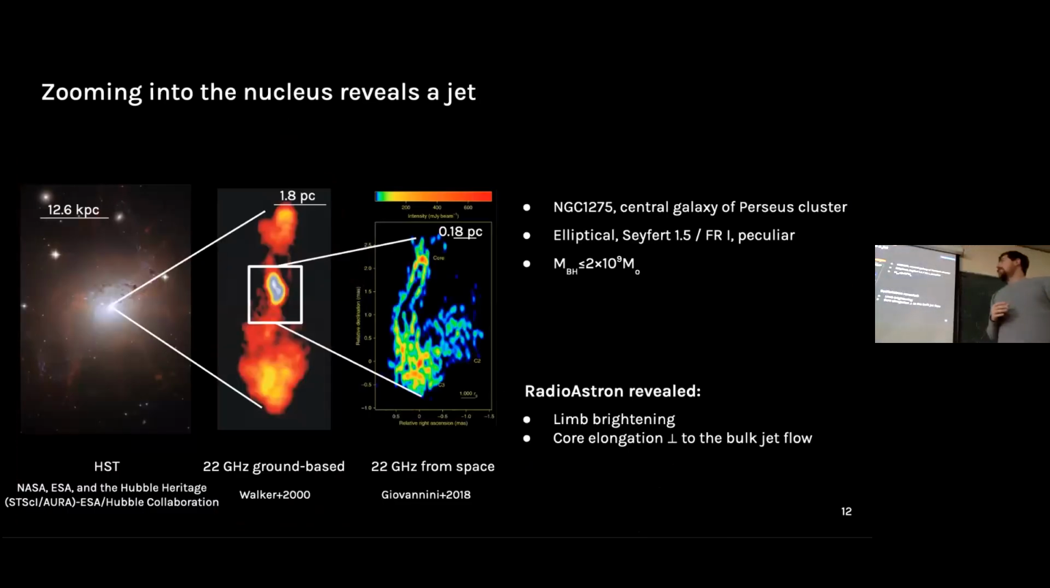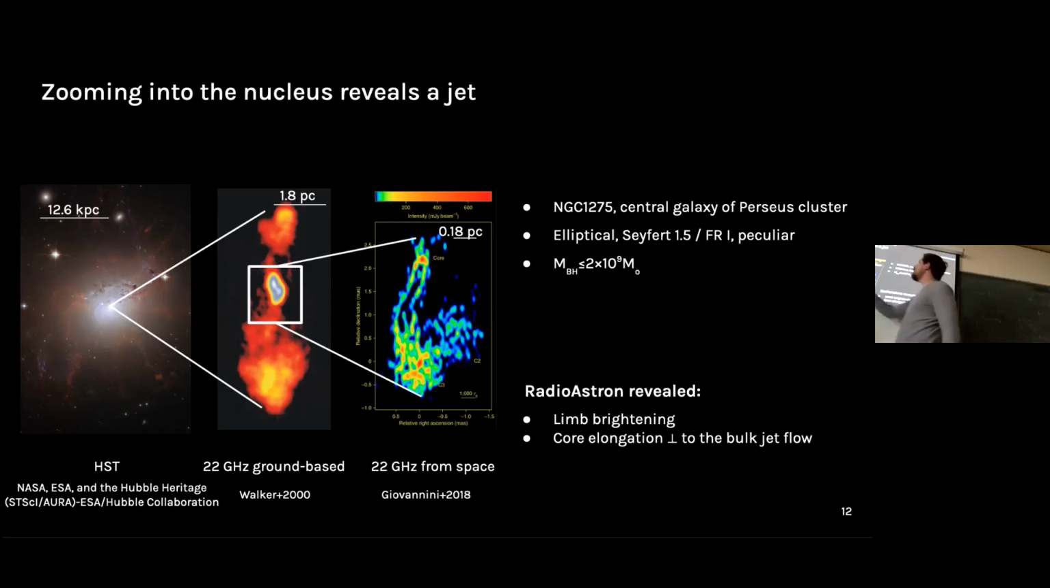Now, let's zoom further into the source. So on the left, again, you can see NGC 1275, which is the central galaxy of the Perseus cluster. It's an elliptical Seyfert 1.5 galaxy, as I mentioned, also a Fanaroff-Riley 1 galaxy, and overall peculiar. And it has estimates of the central supermassive black hole mass of up to 2 billion solar masses. If we zoom in further, this is with 22 gigahertz VLBI, you can see a beautiful two-sided jet and the central core, of course.